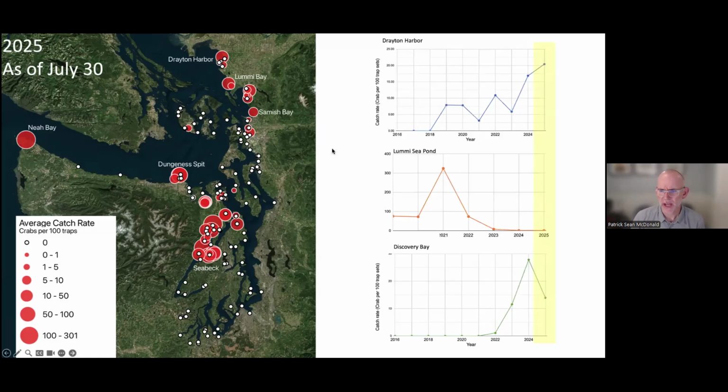And this is really just to highlight catches in the various areas. I wanted to highlight Lummi Sea Pond. That was that area that I showed you back in 2021, 2022 that had such high numbers. Through very active management of that sea pond, the numbers have dropped down extremely low. So this is, I think, great evidence that when we apply enough effort in a concerted and organized way, we can actually have a pretty dramatic impact even on a very well-established population.